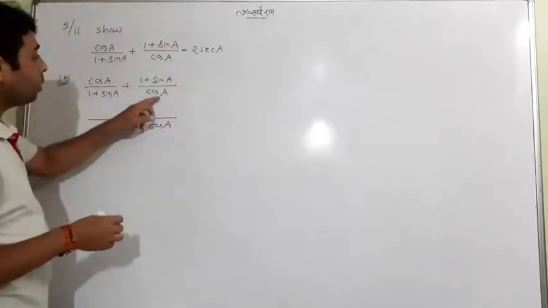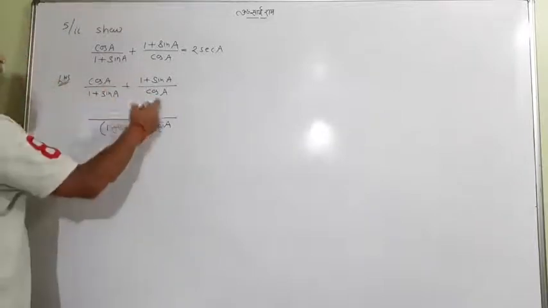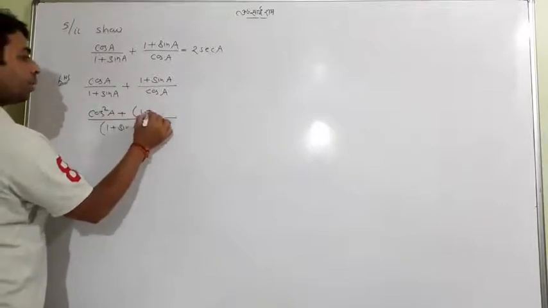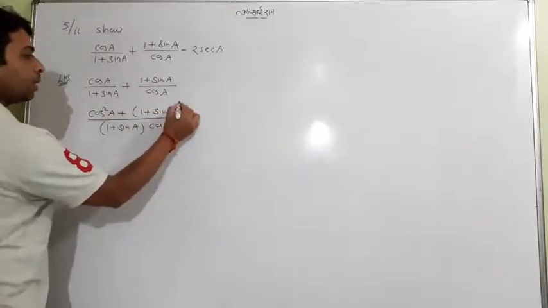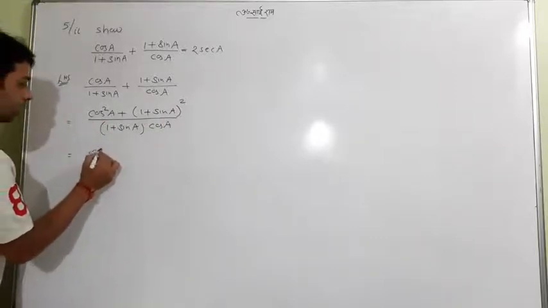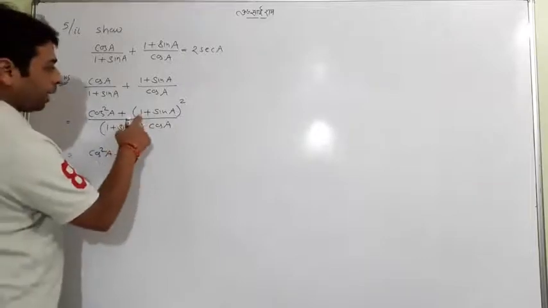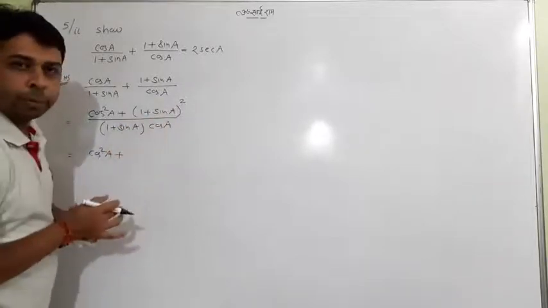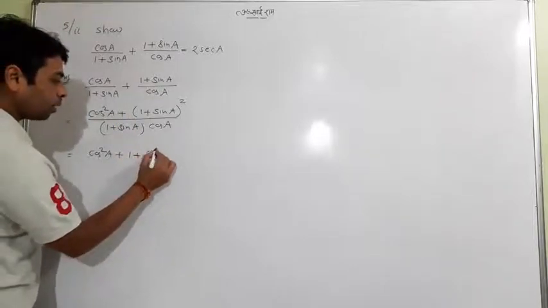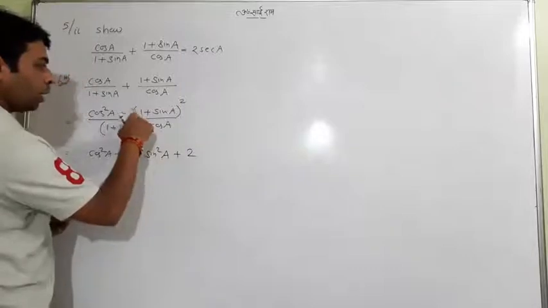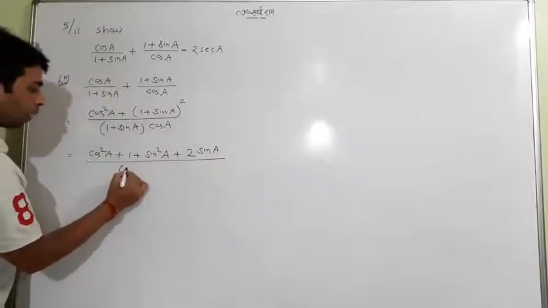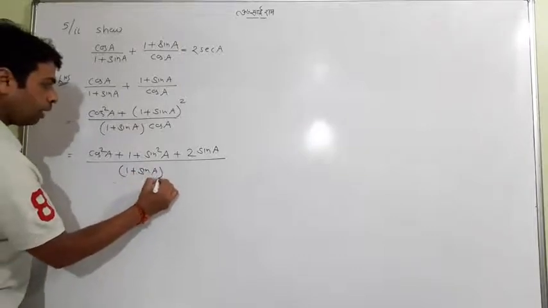And now we do it simply. The LCM method gives cos A into cos A, cos square A, and 1 plus sin A into 1 plus sin A, 1 plus sin A whole square. This is the term. After it, we open it by (A plus B) whole square, which is A square plus B square plus 2AB, meaning plus 2 sin A, upon the denominator we keep as it is.